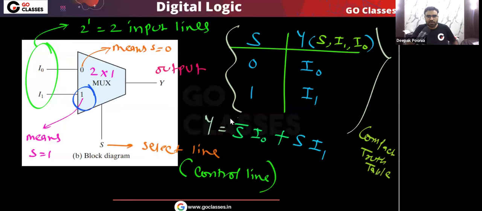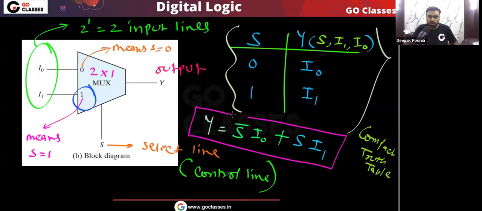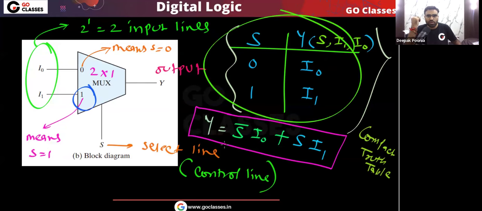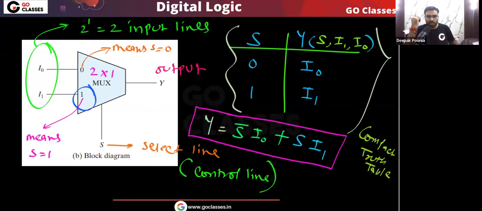So that's it, s I1. Remember, this is how you can write the equation or expression for this output in terms of inputs. The inputs are I0, I1, and s. So in terms of inputs, you can easily express this output like this. From this compact truth table, you can write this expression. Very simple. I hope you understood.